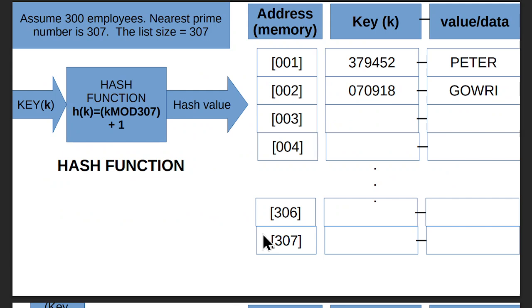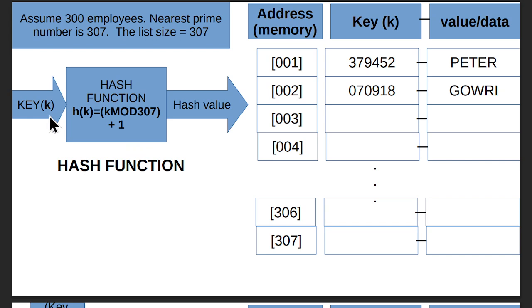So here is an example. In this, we have 300 employees, so it is good to choose the size as the nearest prime number. I have chosen 307, which is greater than 300 and which is a prime number. A prime number has a property that it distributes the keys uniformly across a hash table. So we prefer a prime number over 300, which is an even number.